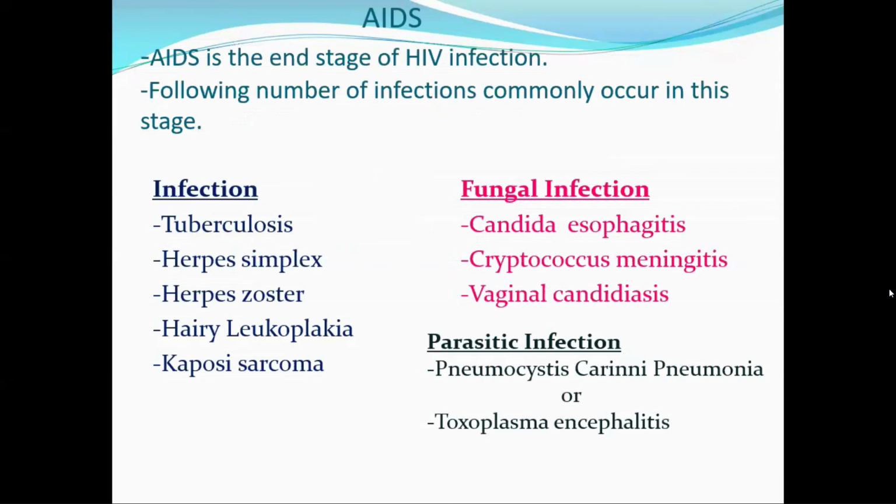In fungal infection, that is Candida esophagitis, cryptococcal meningitis. In cryptococcal meningitis, there is fever, vomiting, neck rigidity, and headache may occur, and vaginal candidiasis. So they are the fungal infections. Then parasitic infection, Pneumocystis carinii pneumonia. In it there are signs and symptoms of pneumonia, such as cough, difficulty in breathing, shortness of breath, maybe fever. Or toxoplasma encephalitis. So such opportunistic infections may occur.